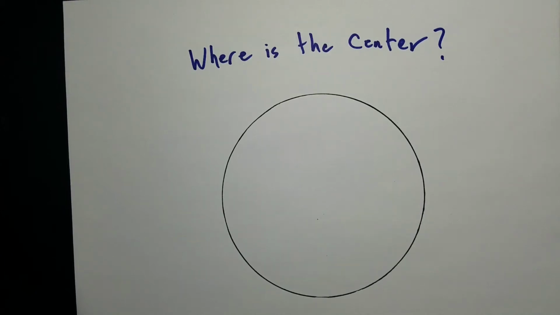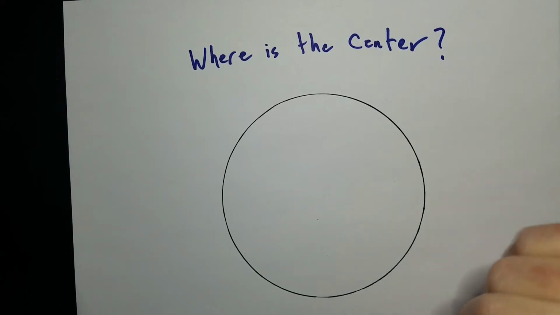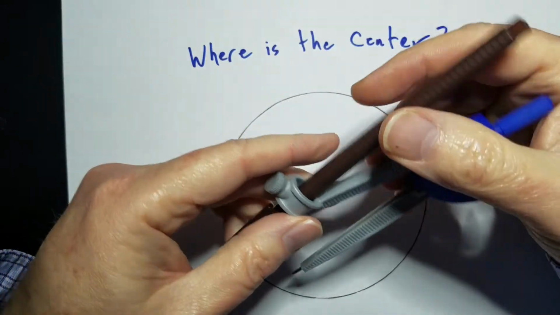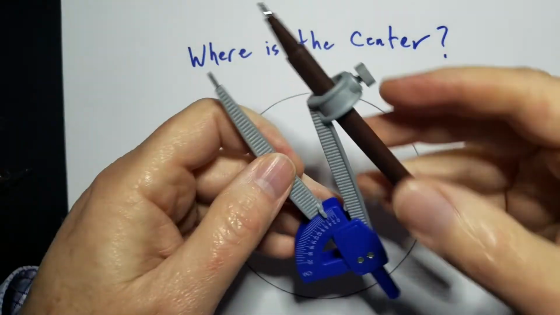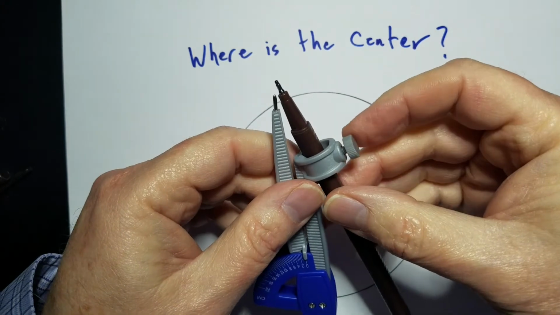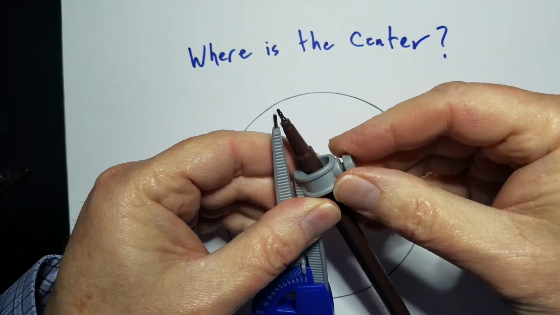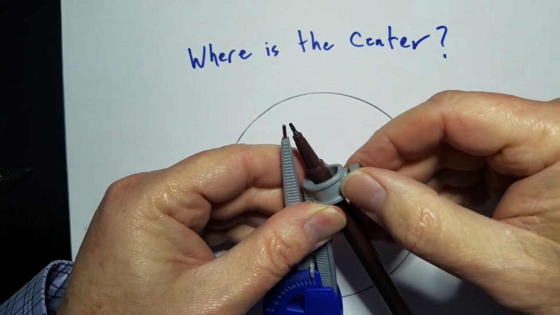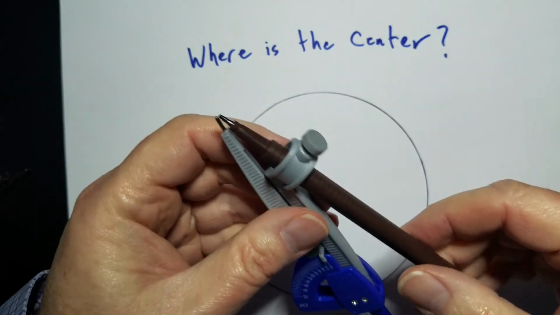Hello, in this video we're going to find the center of this circle using some geometry constructs. So I want to start off by using a compass, and I want to set this up so that my pen is even with the end of that pokey part. It doesn't have to be exact, but as long as it's pretty close, it'll work because we're not actually measuring with this.